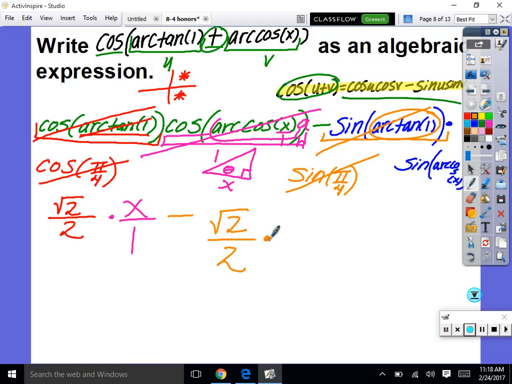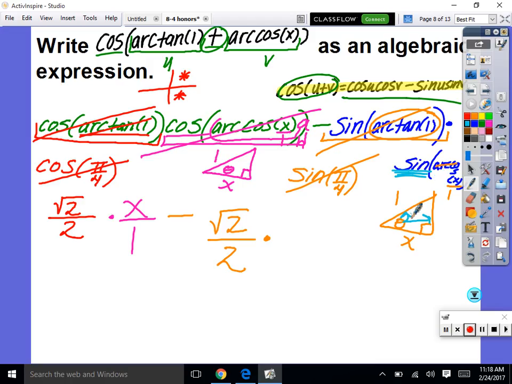So we do have our right triangle, sine of arc cosine of x. So arc cosine of x isn't on our unit circle, so we draw a right triangle. So arc cosine means we have an angle whose cosine is x over 1. So our adjacent side is x, our hypotenuse is 1. Now it's asking us to find sine of that. So sine is opposite over hypotenuse.